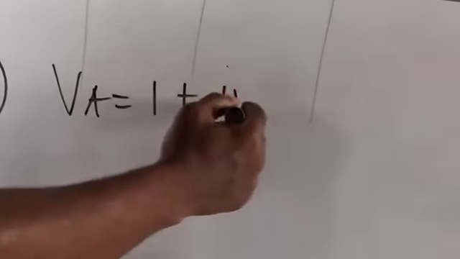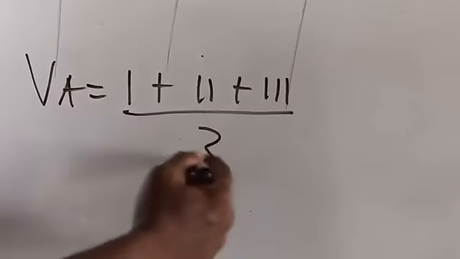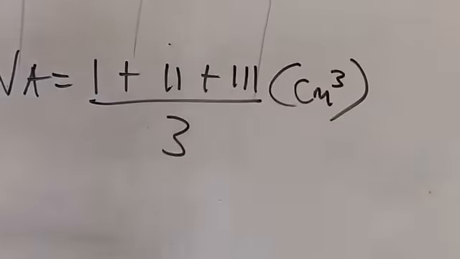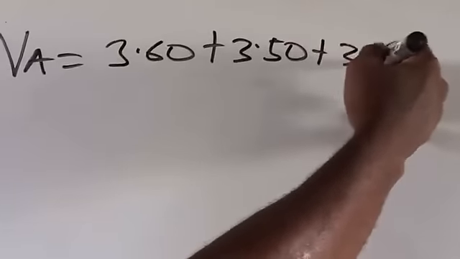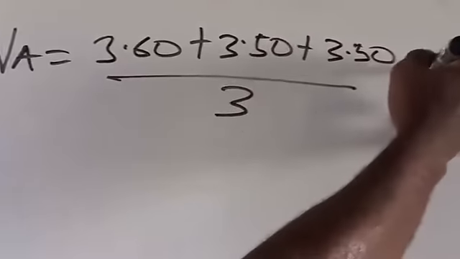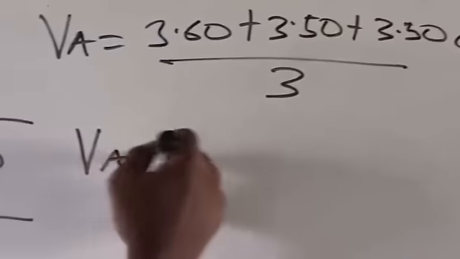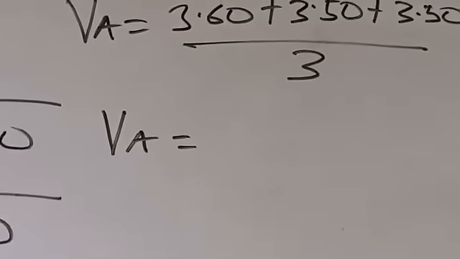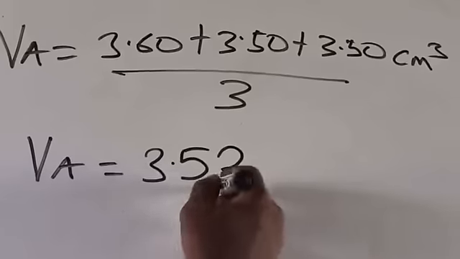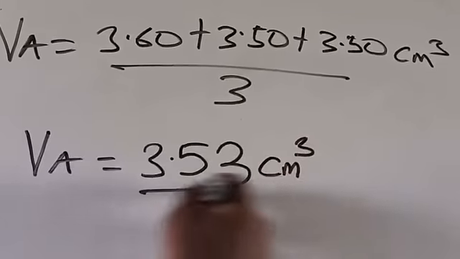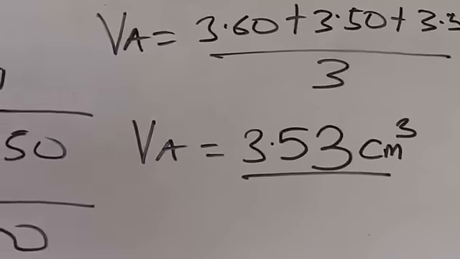So our VA now becomes 1 plus 2 plus the third titer all over 3, in cm cube. So having done that, we now move up and say VA equals the value for your first titer, 3.60, second titer 3.50, third titer 3.50 over 3, in cm cube. So what do you have as your value when you divide? 3.533. So we have 3.53 to two decimal places as the estimated end point for this 2024 WAEC examination.